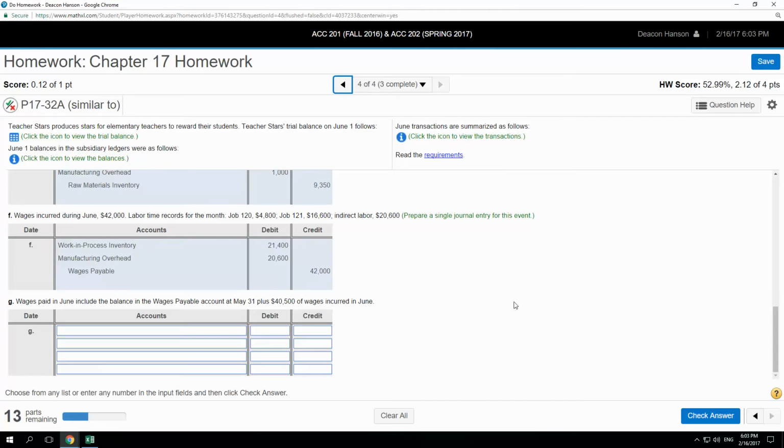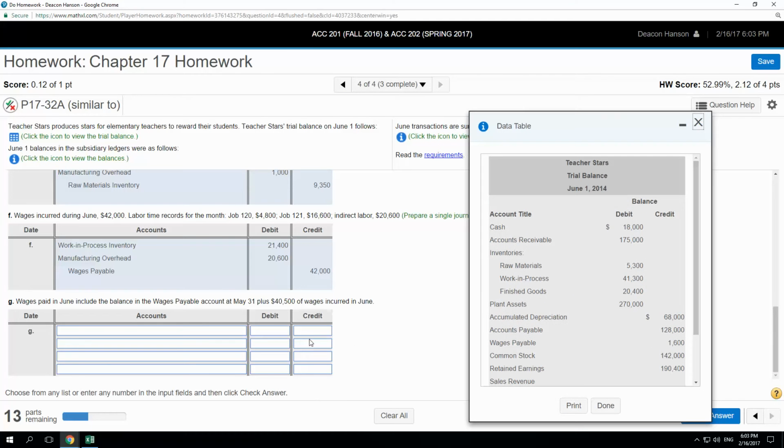Okay. So things that go directly to jobs, they're going to be put right into work in process. The indirect stuff has to go to overhead. Okay, now they're throwing in a 201 piece. Wages paid in June include the balance in the wages payable account at May 31st, plus the 4,500 of wages incurred in June. So we need to look at our trial balance.